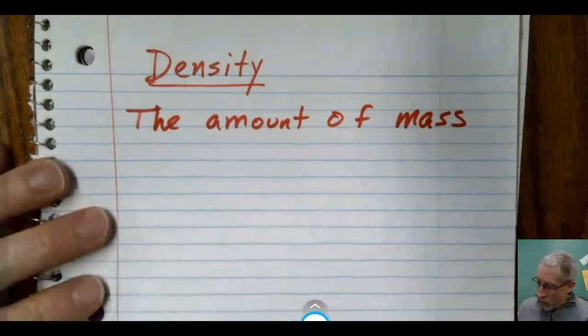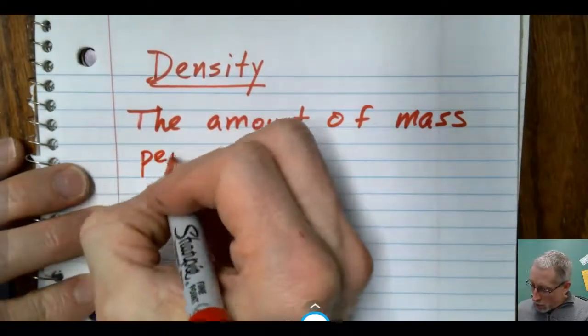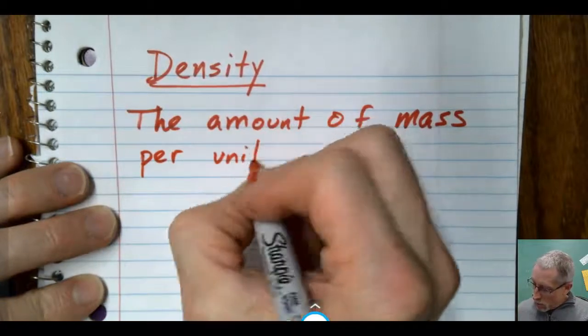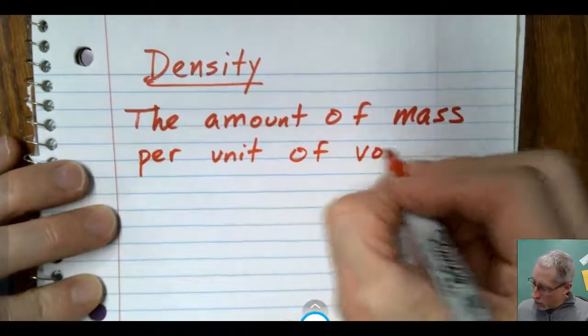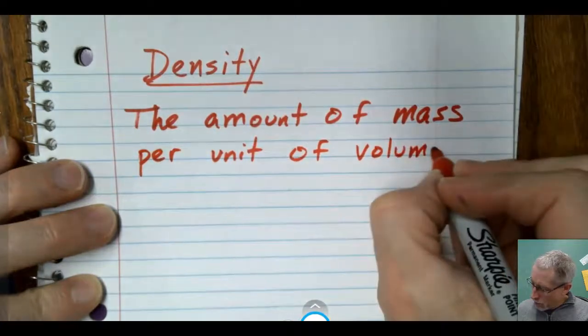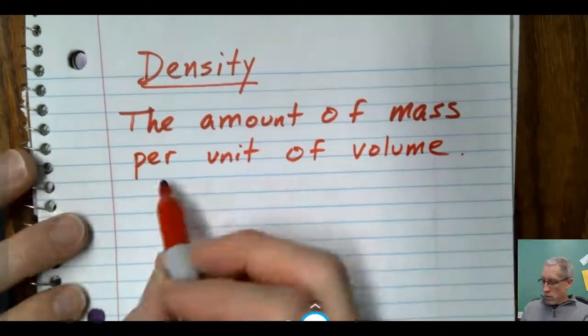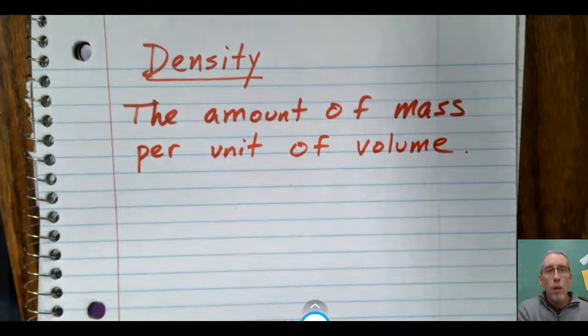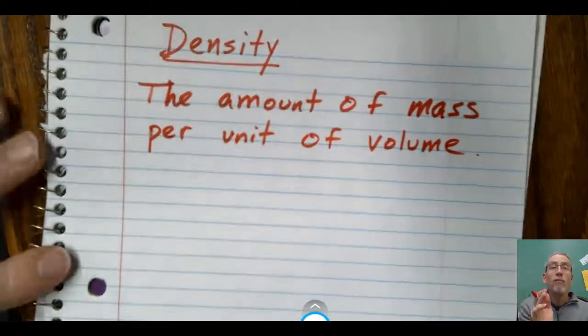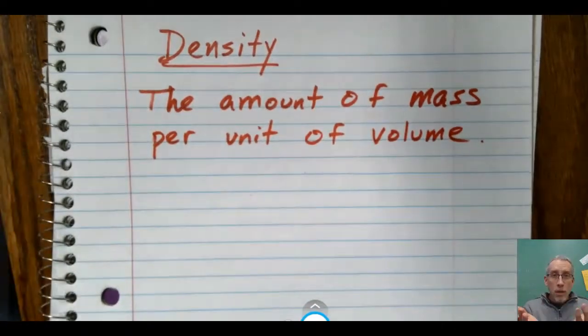So the amount of mass per unit of volume. So let me explain that last little phrase. What that means is per unit of volume means if you have the same volume of each material. So let's go back to our bricks and feathers.